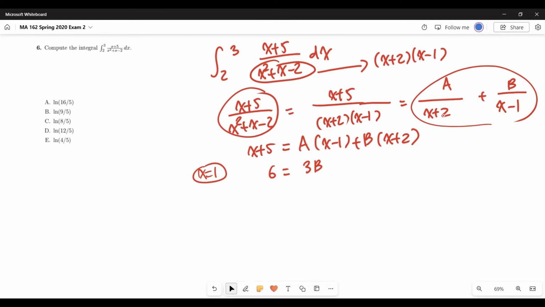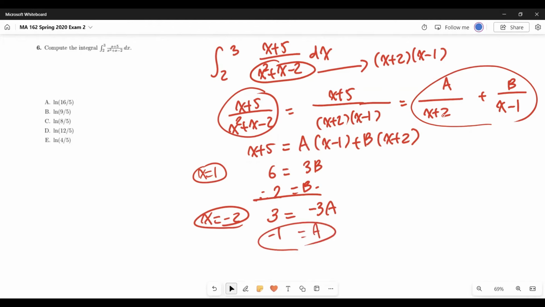1 minus 1 is 0, a times 0 is 0. That's why we are just left with the b variable. And if you plug in x equals 1 in the x plus 2, this becomes 3. So b is 2. We got the b value. Now we're going to use x equals -2 to make b 0. Plug in -2 on the left side, and this becomes 3, and the right side becomes -3a. So a becomes -1. Now we have both the a and b values.